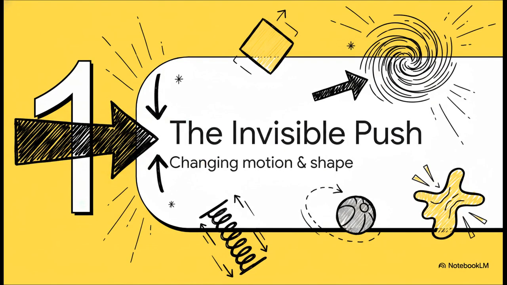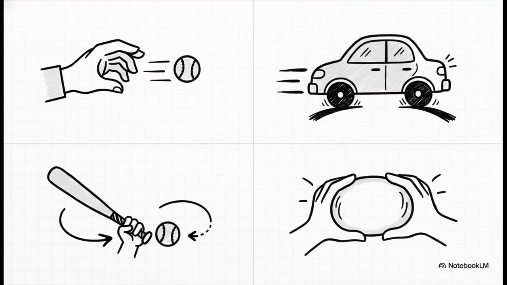All right, section 1, the invisible push and pull, changing motion and shape. To understand exactly what a force can actually do to an object in the real world, let's look at its 4 main kind of physical superpowers. Forces can cause an object to start moving, stop moving, change direction, or even change its physical shape. So whenever you throw a baseball, pull open a heavy door, or slam on your car's brakes, you are actively exerting a force that completely alters an object's current state. Actually, without force, every single object in the entire universe would just stay exactly as it is forever.